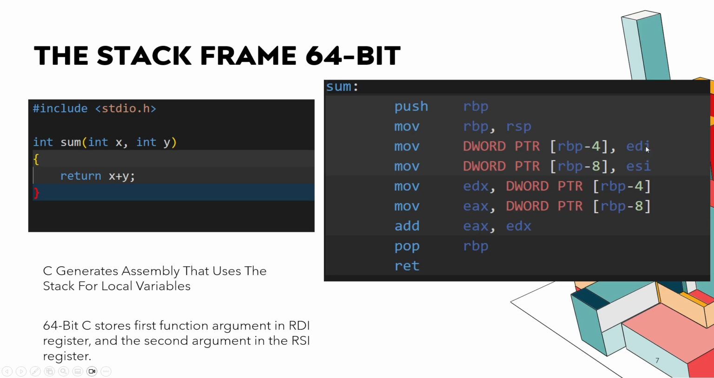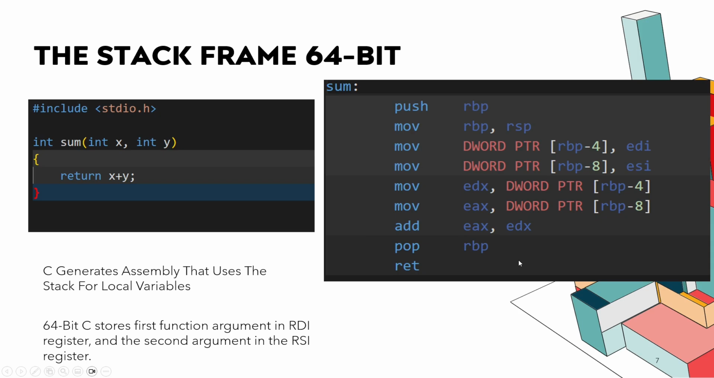So we move essentially the x variable into the current stack position minus 4, okay? And then we move the y variable value into the current stack position minus 8, okay? Now why minus 4, minus 8? Because int is 4 bytes in C, okay? So then what we do, guys, we move the x variable, RBP minus 4, into the EDX register, and then we move the y variable, RBP minus 8, into the EAX register. Finally, we call add EAX, EDX, which stores the result in the RAX register, okay?